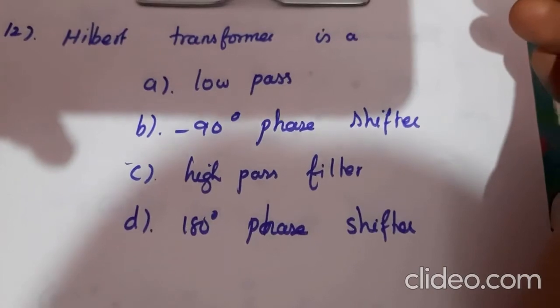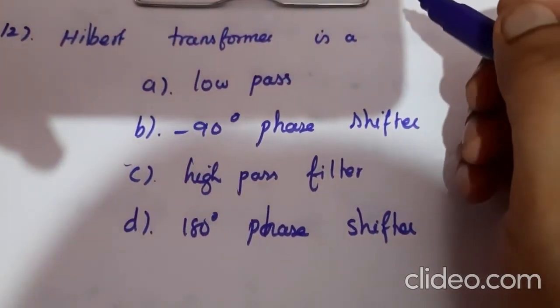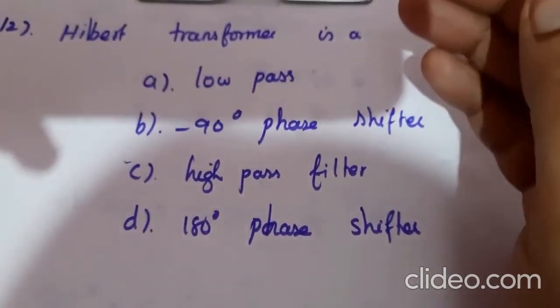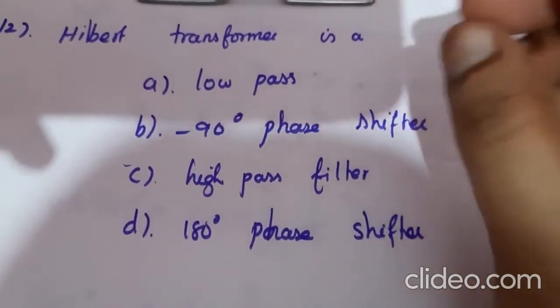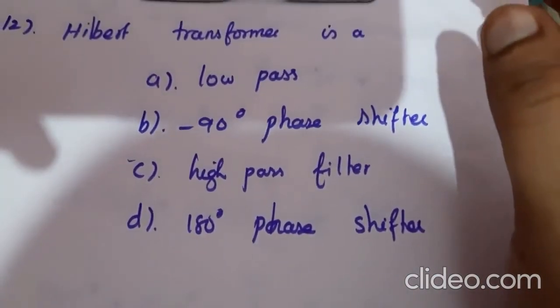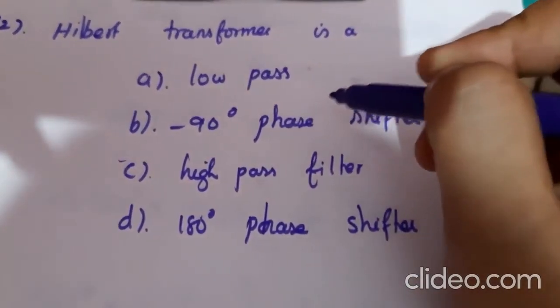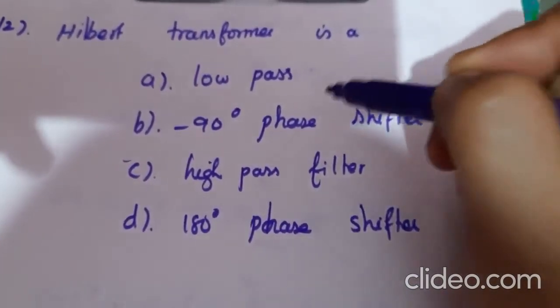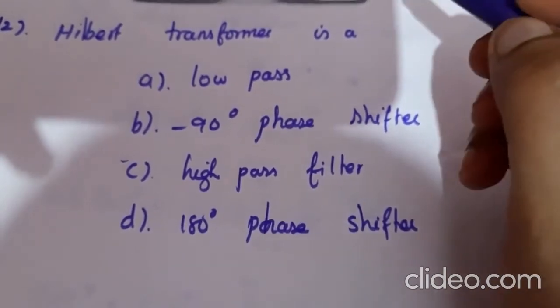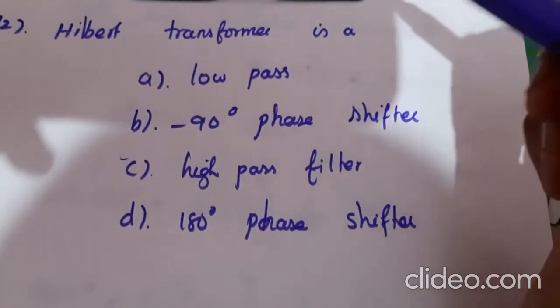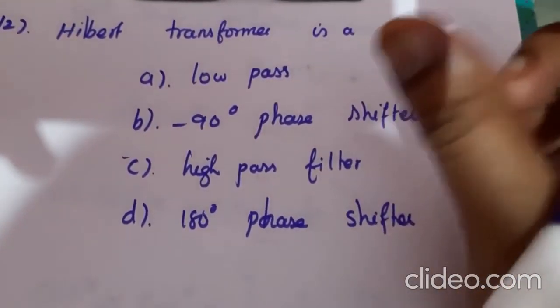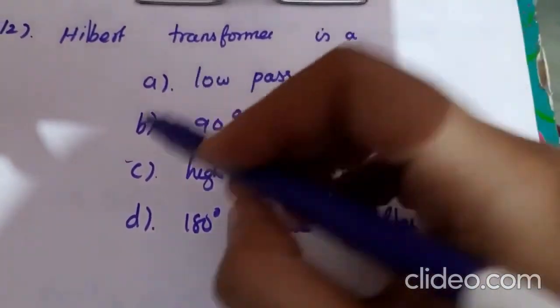And Hilbert transformer is a, and this Hilbert transformer always provides a minus 90 degree phase shift in every function of the Fourier transform. So this is the function of the Hilbert transformer. So here the answer is a minus 90 degree phase shifter, and it will provide the 90 degree phase shift in every Fourier component. It will provide the minus 90 degree phase shift. So here the answer is B.